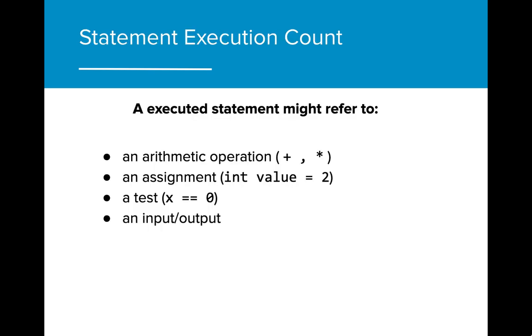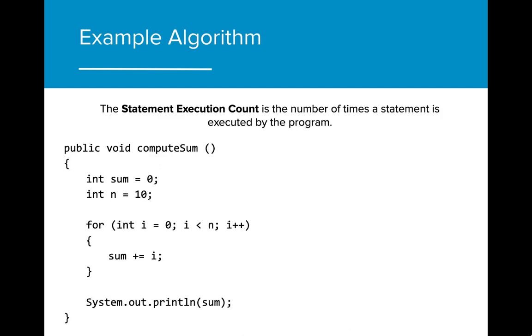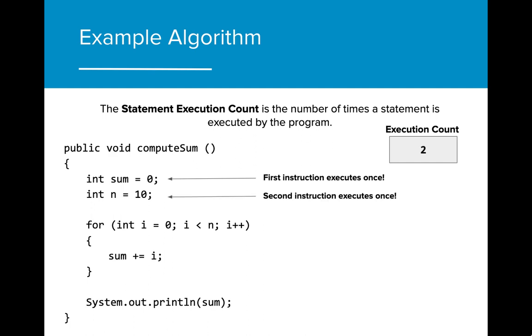When we say executed statement, that can refer to a series of different actions, such as assigning a variable a value or performing an arithmetic operation. Let's take a look at an example of a statement execution count. When this file is read, the first line of code is given to the CPU as an instruction and is executed one time. This means that the execution count at this point is 1. The next line of code is also an instruction to assign n the value of 10 and is executed once. The execution count is now 2.